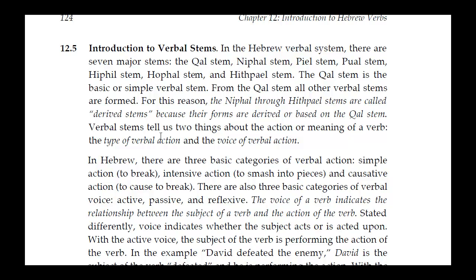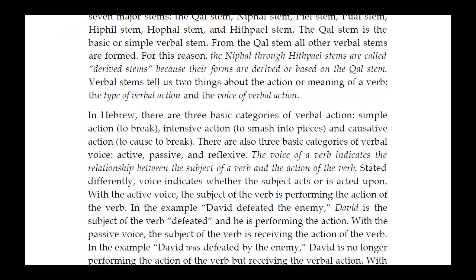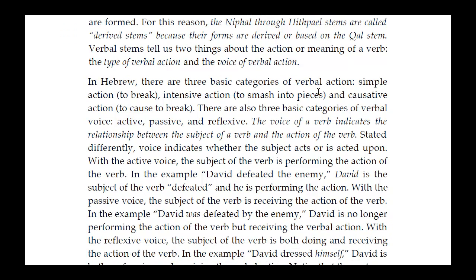Verbal stems tell us two things about the action or the meaning of a verb. First, the type of verbal action, and secondly, the voice of verbal action, whether it's active voice, middle voice, or passive voice. So it tells us the type of action and the voice of the verbal action. In Hebrew, there are three basic categories of verbal action. There's simple action, to break. There's intensive action, to smash into pieces. And then there's causative action, to cause to break.